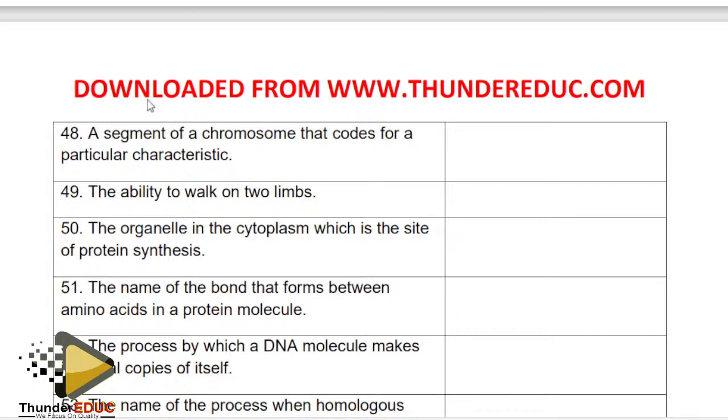A segment of chromosome that codes for a particular characteristic, we call it a gene. We talked about it. Ability to walk on two limbs, we call it bipedalism. The organelle in the cytoplasm, which is a site for protein synthesis, is a ribosome. The name of the bond formed between two amino acids, I explained this, it is peptide bond.